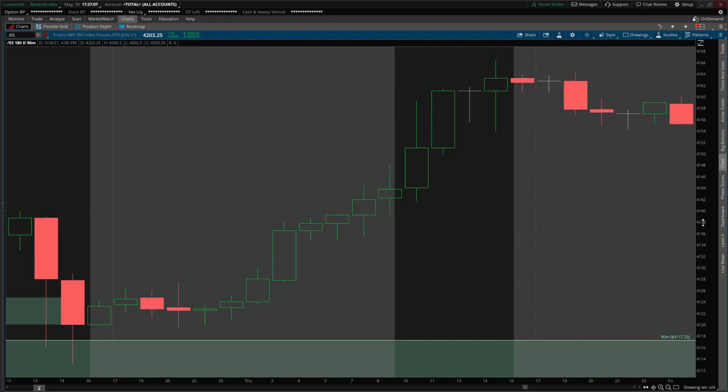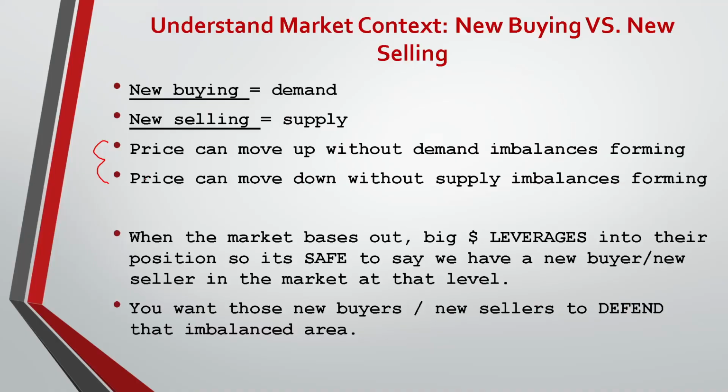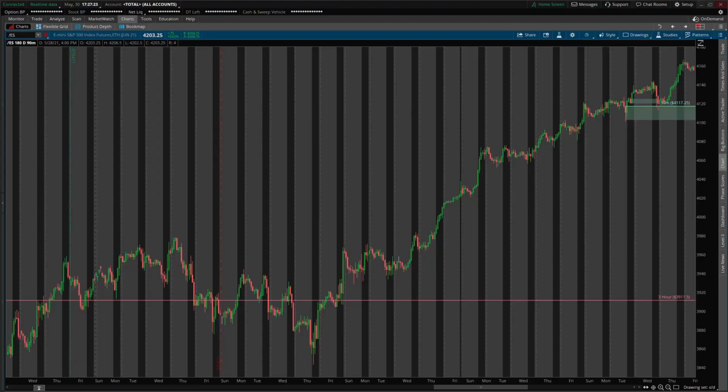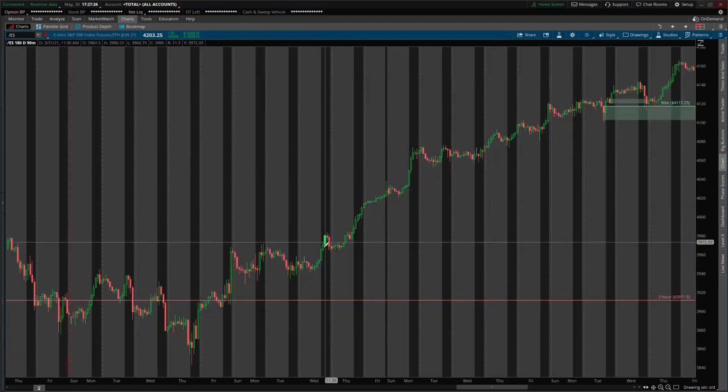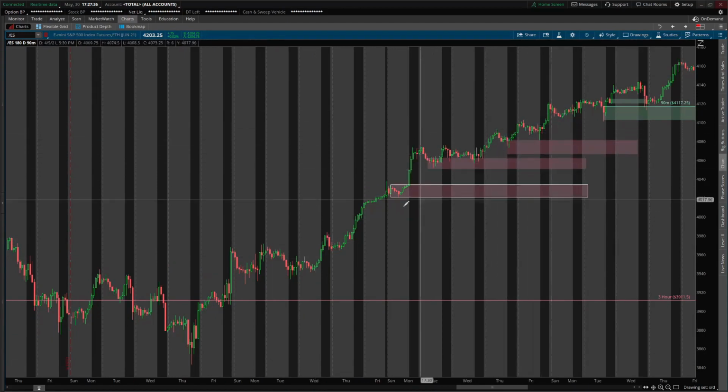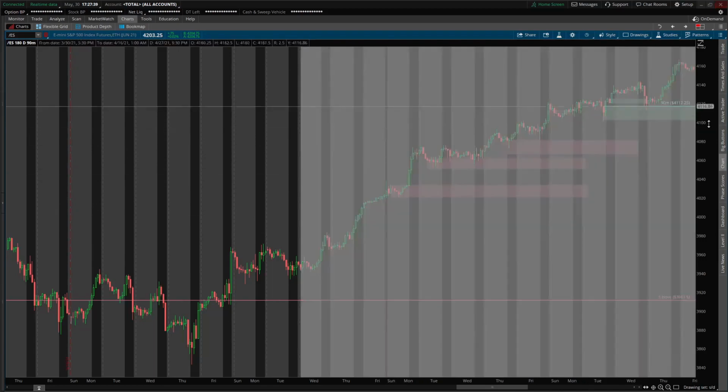So just because we move up or down doesn't mean supply or demand forms. You have to use it in context with each other. It can move up without an imbalance forming. However, for strong moves to sustain on the upside, you want to see new demand form as we move up. If you look at this picture, I'm not going to go to smaller time frames, but I'm sure there's some type of demand in this area. I'm sure there's some type of demand in this area. Same thing over here that we bounce at. So you could play with the time frames and see it.